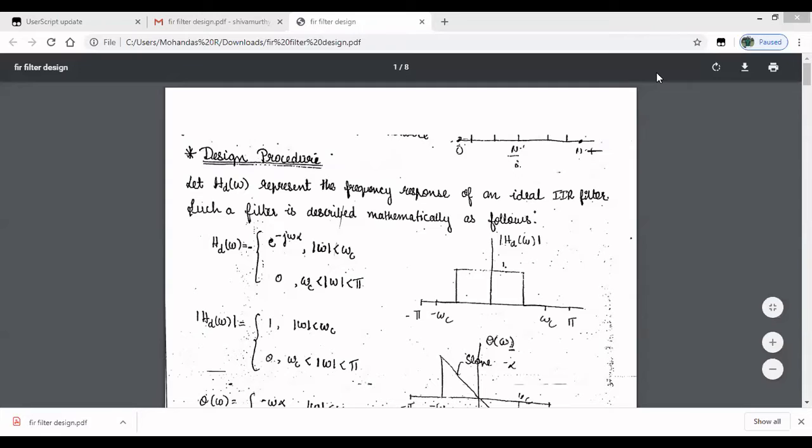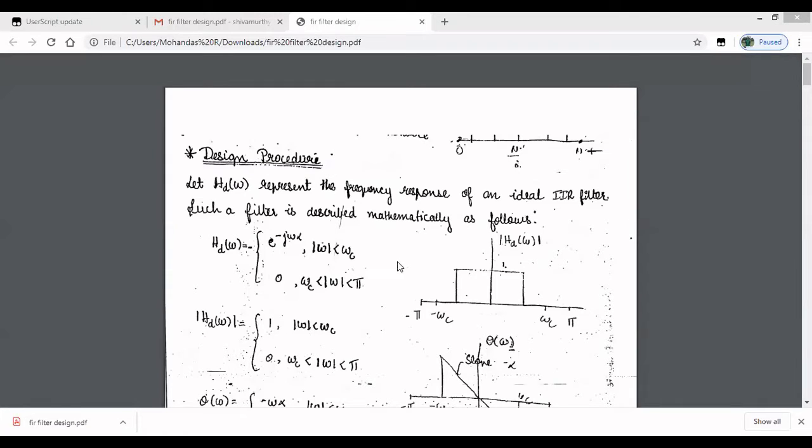For designing FIR filters with finite impulse response, we are going with 5 different window methods, starting with the rectangular window, Bartlett window, Hanning window, Hamming window, and the Blackman window. So, 5 different types of window techniques. Before starting with the numericals, I will let you know the design procedure. What are the steps we have to follow for designing FIR window filters?